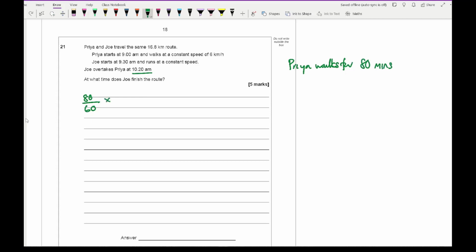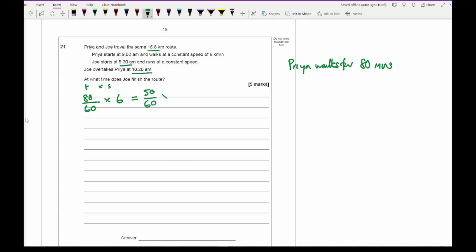And we multiply that by her speed, 6. Because what we want to work out is at what distance in that 16.8 kilometer route did they meet. So this is her time times speed, which equals distance. Then for Joe, he's run for 50 minutes.